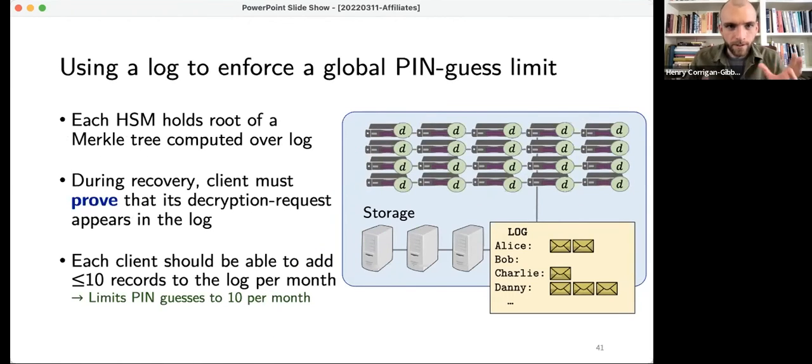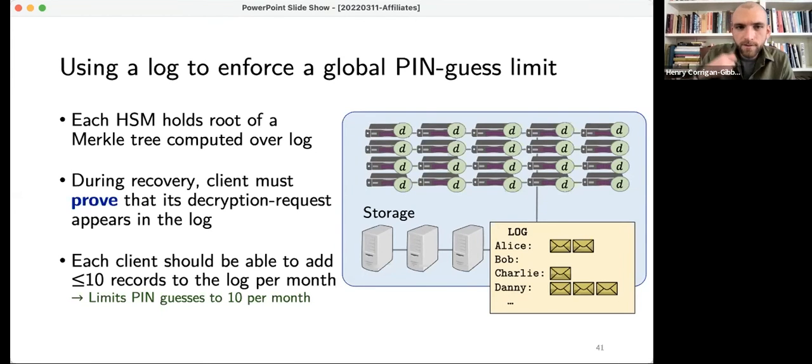So, okay, what do we do here? As I mentioned, we use this distributed log to enforce a global PIN guess limit. The way this works in SafetyPin is we have each of these hardware devices hold essentially the root of a Merkle tree computed over all of the entries of this log. The log gives, for each user, how many guesses they made at the PIN in the last time period, so every month or so.